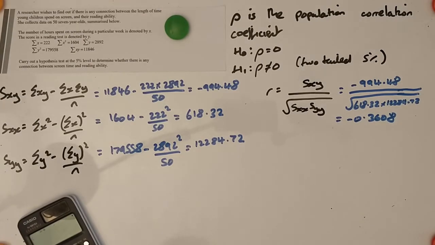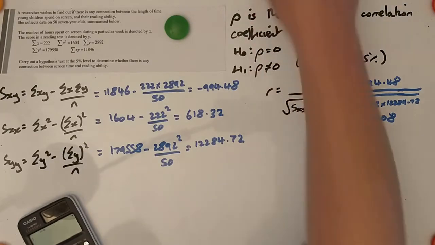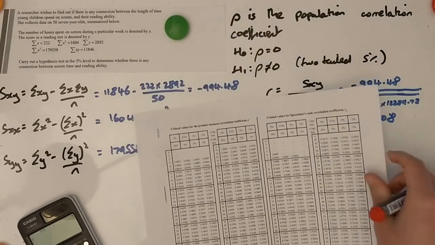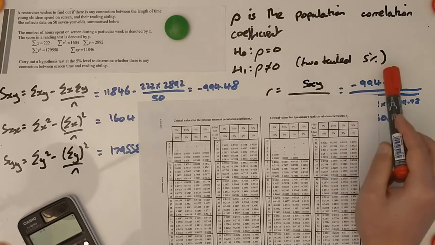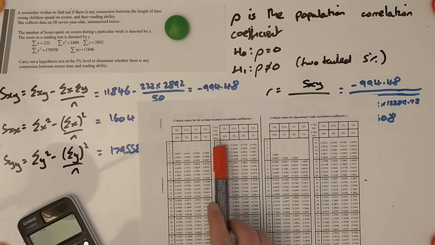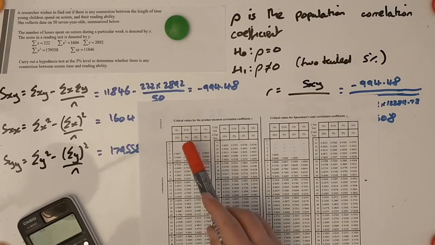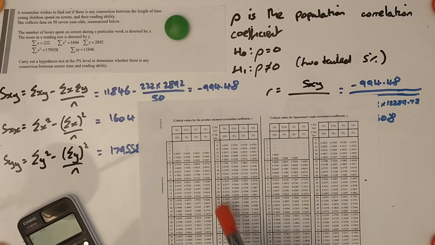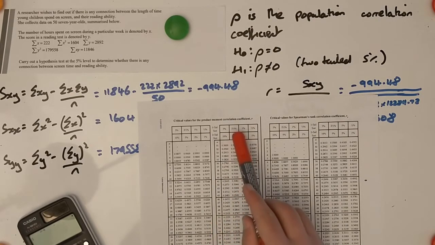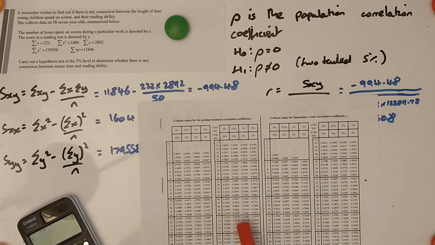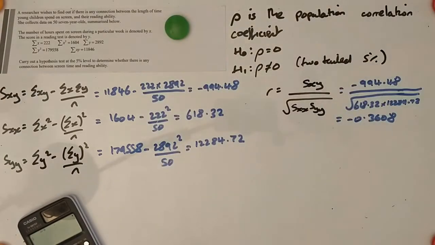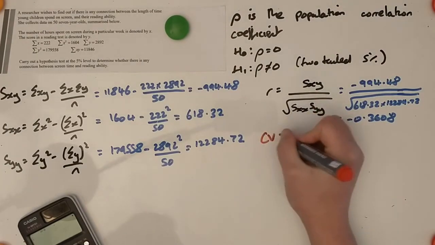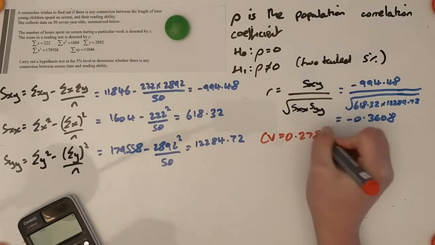Now we need to compare this value of R to something, so we need to use our critical value table. So this is the critical value table. It's split into R and RS. We're just looking at R for now. This is a two-tailed test at 5%. So here we've got one tailed and two tailed. So two-tailed at 5%, our n is equal to 50. So we need to go down to n equals 50 here. Our critical value is 0.2787, this value here. So critical value equals 0.2787.